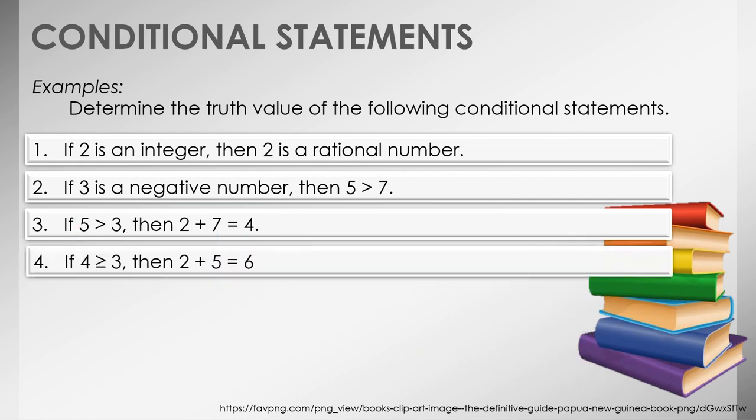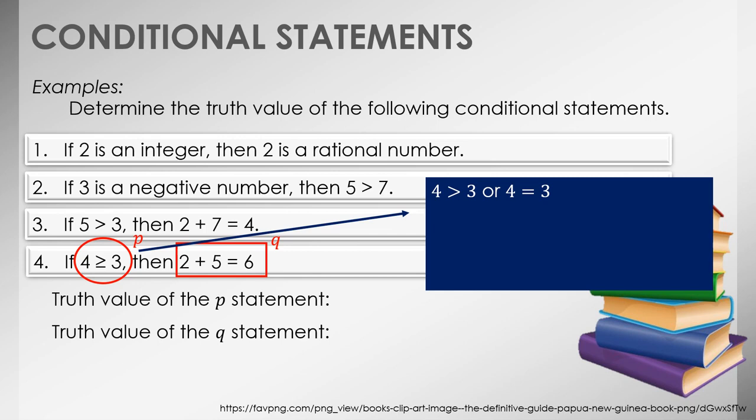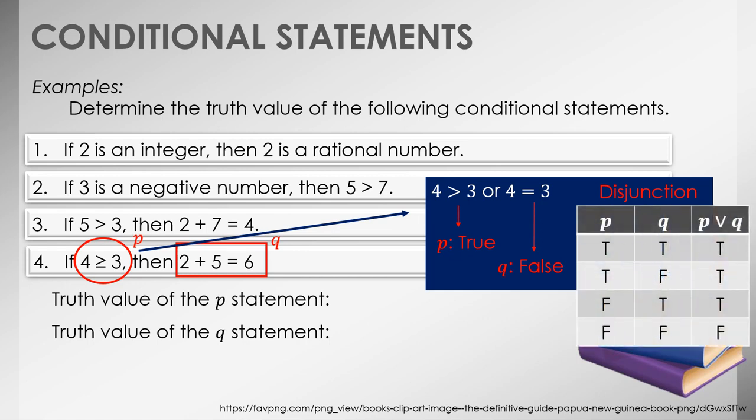Next, we have this. Note that in this conditional statement, this is our P while this is our Q. Now, let's determine the corresponding truth values. Note that the P statement can be written equivalently as this one, and we learned in the previous video on chapter 3 that this is a disjunction statement. So, for us to determine the truth value of the P statement, we need to first determine the truth value of this disjunction statement. Observe that we have these following truth values for this statement. Recalling the truth table for disjunction statements, we can see that we are on the second case. Thus, our P statement, which is the disjunction statement, is true.